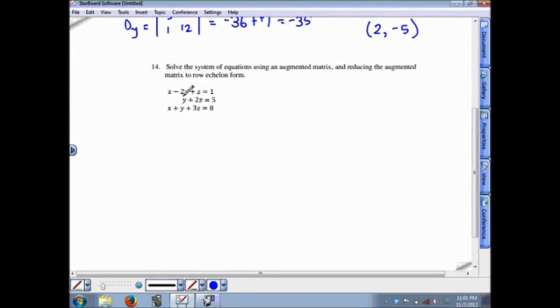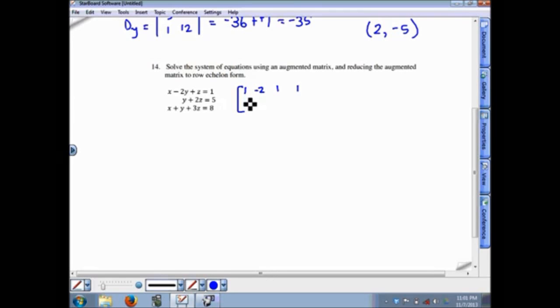Question 14 says to solve the system of equations using an augmented matrix and then reducing it to row echelon form. So we first form the augmented matrix using the coefficients. For the top row, we're going to have 1, negative 2, 1, and 1.